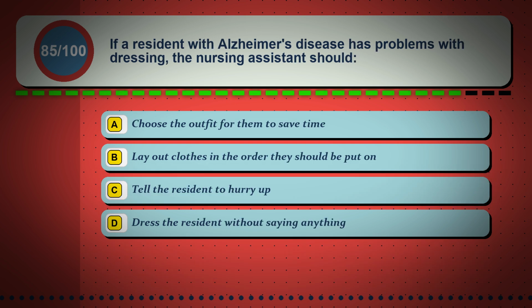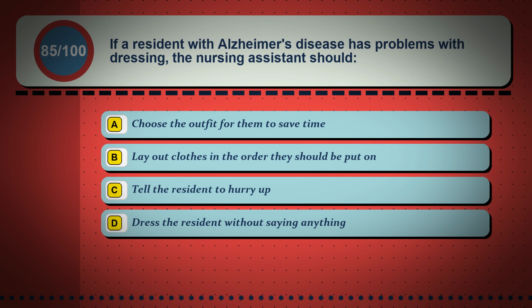Question 85. If a resident with Alzheimer's disease has problems with dressing, the nursing assistant should: Option A. Choose the outfit for them to save time. Option B. Lay out clothes in the order they should be put on. Option C. Tell the resident to hurry up. Option D. Address the resident without saying anything.